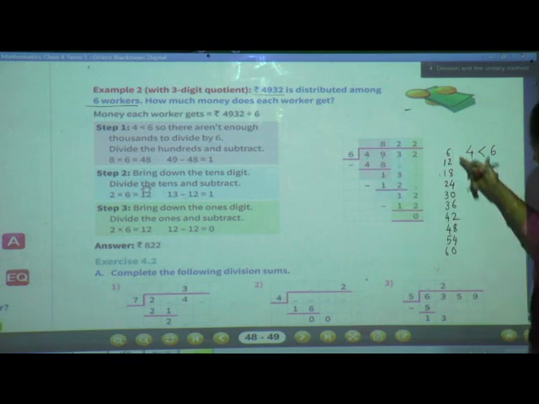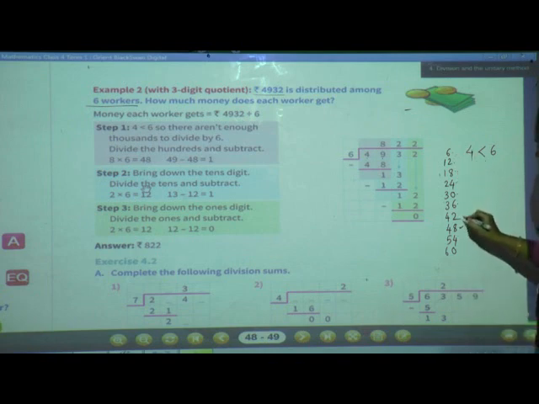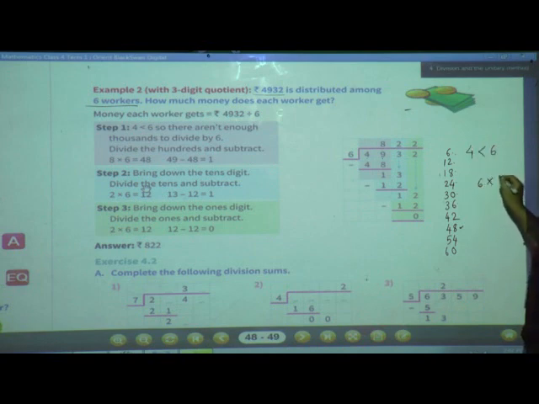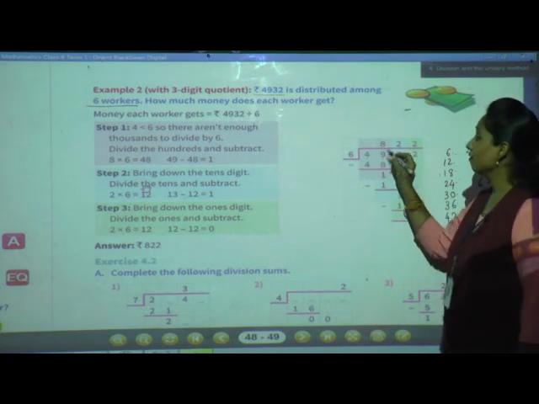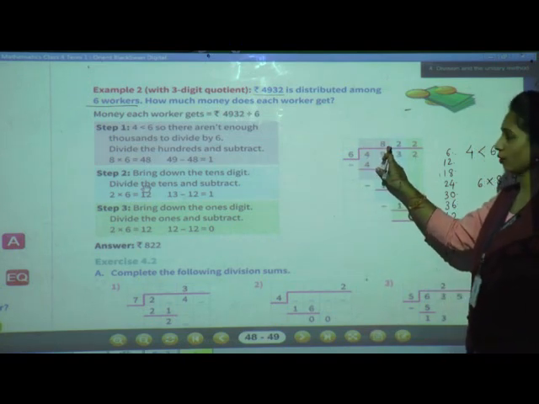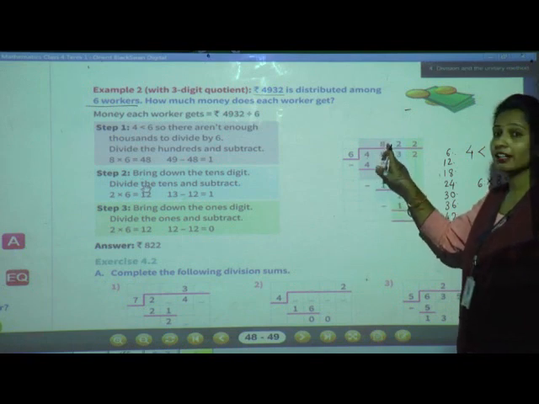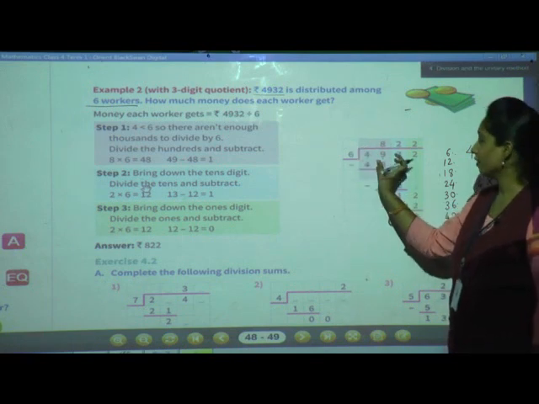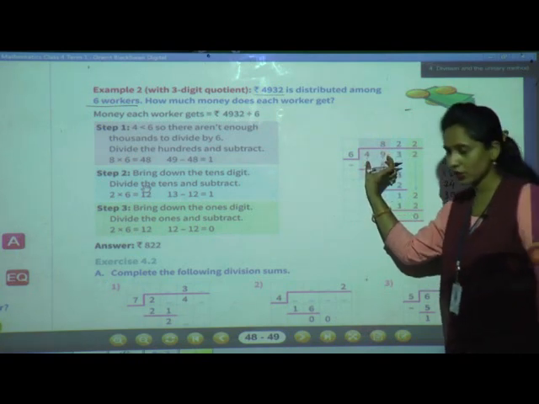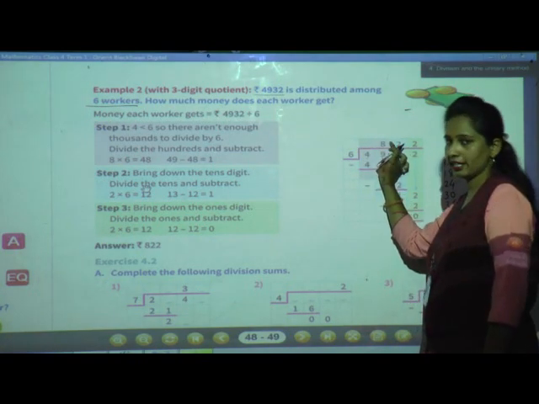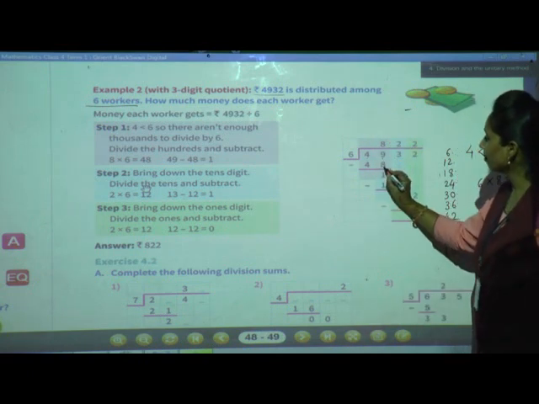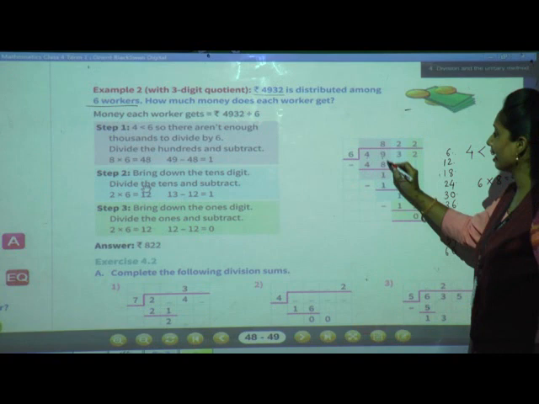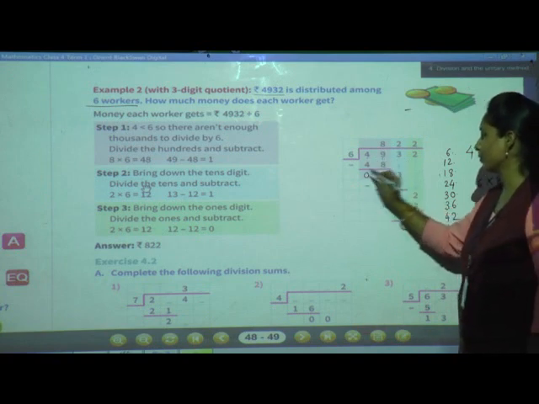Now see, is 49 there? No, it is not there. So what is less than that? 48. Where is it? 1, 2, 3, 4, 5, 6, 7, 8. 6 times 8 is 48. So 6 eights are 48. Where will you write 8? Sorry, not the thousands place, the hundreds place. You should not write here. When we are taking two numbers to do the division, you have to go with the next place. Now we have to do the subtraction. 9 minus 8 is 1, 4 minus 4 is 0.